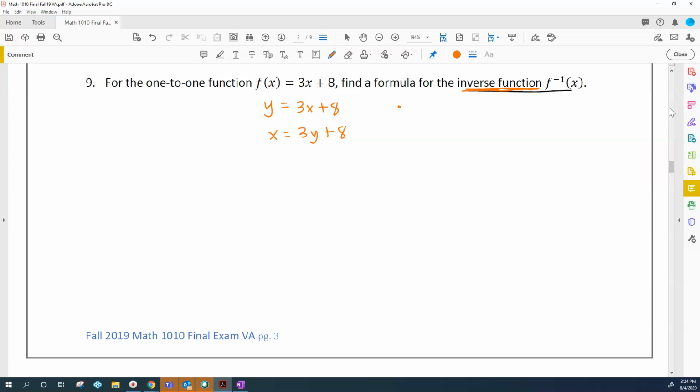I'm going to write these steps over here too. Replace f of x with y. Then switch your x and y. And then solve for y.